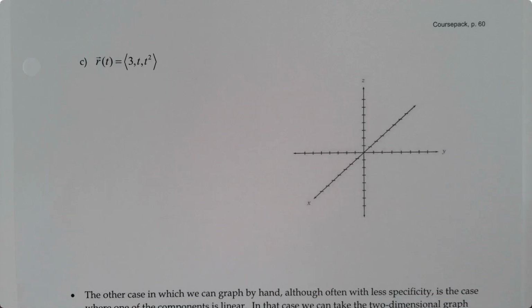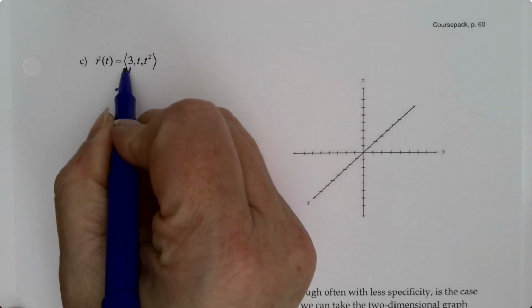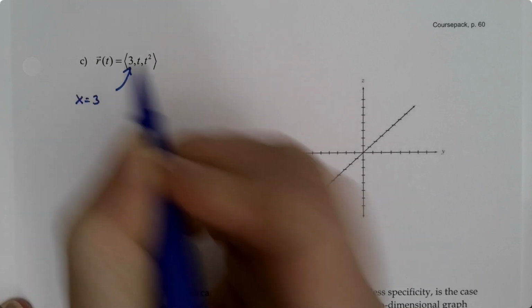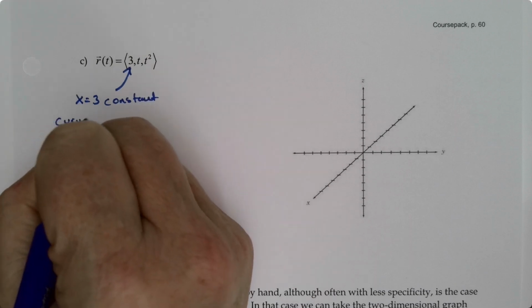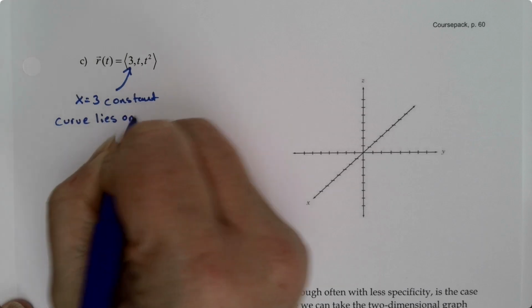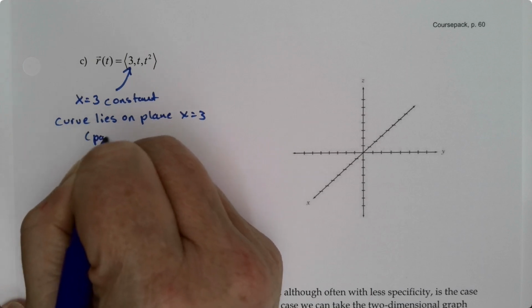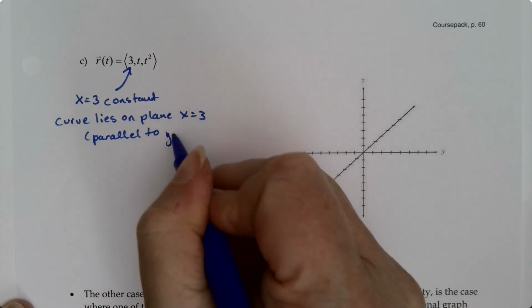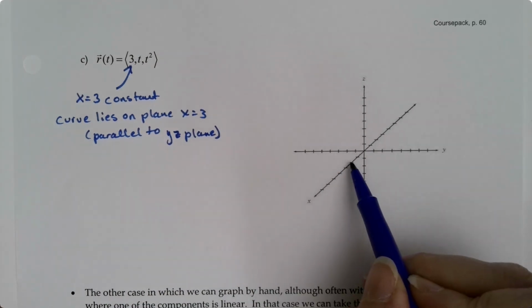All right, let's look at this third one here. We have 3 comma t squared. So this is going to be easy to draw because x equals 3 is constant. So that means the curve lies on the plane x equals 3, which is parallel to the YZ plane, right? Which is very easy to draw.